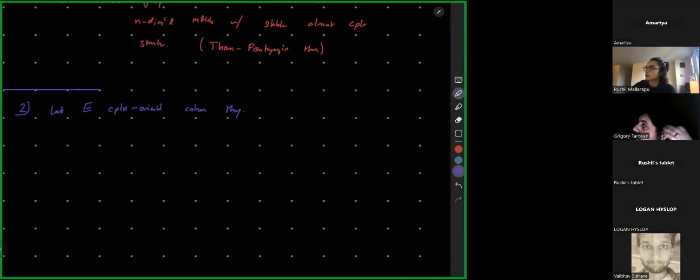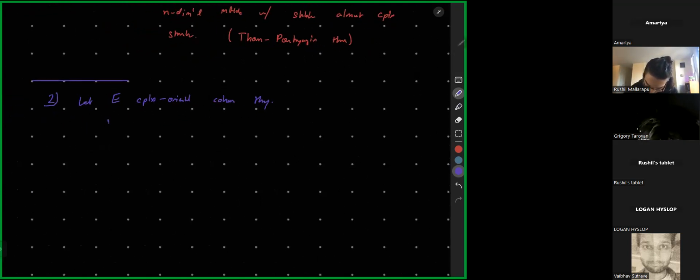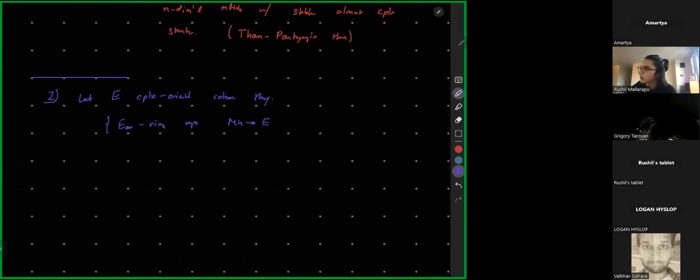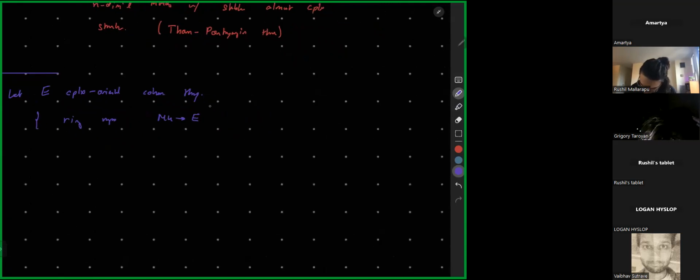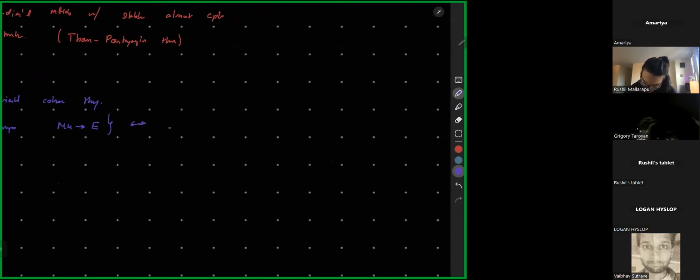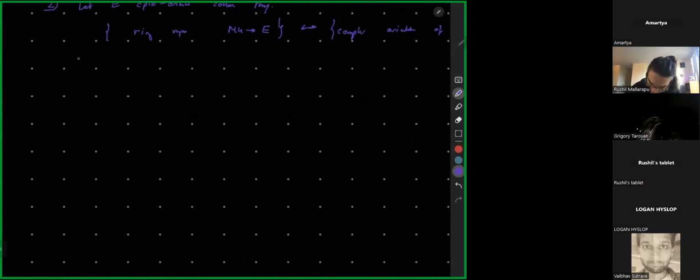So basically the goal is we want to show that, letting E be a complex-oriented homology theory, ring maps from MU to E are the same as complex orientations of E. To start, we need to first figure out what is the ring structure on MU?